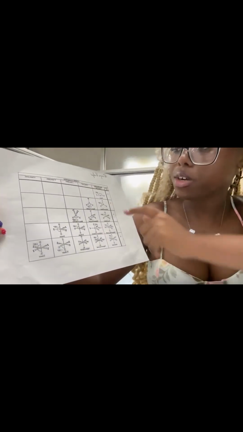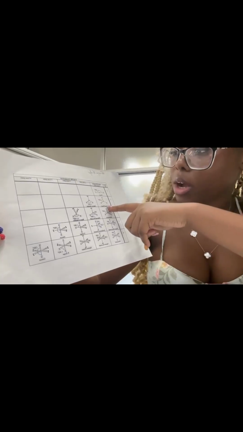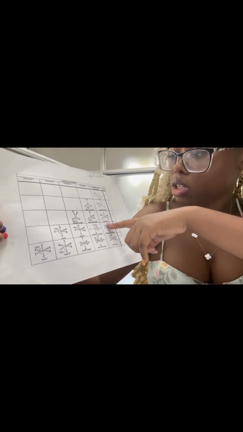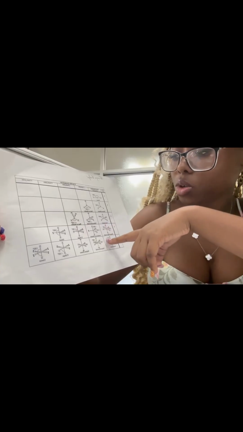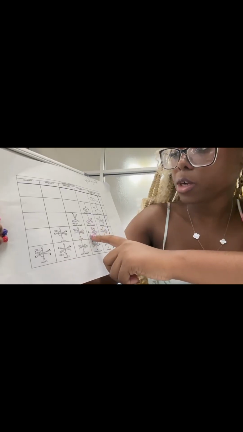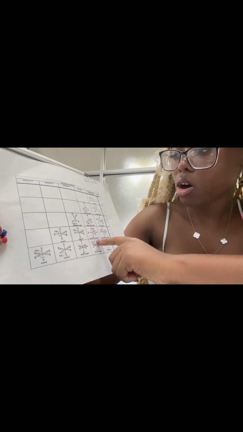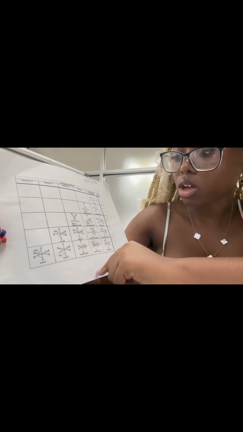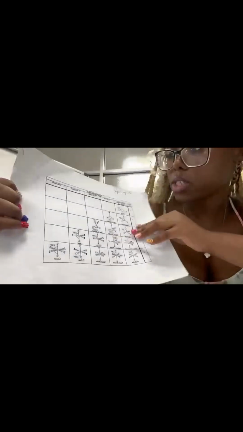The shapes on here are linear, trigonal planar, tetrahedral, trigonal bipyramid, octahedral, bent or angular, trigonal pyramid, sawhorse or seesaw, square pyramid. But there's different levels, as you can see.